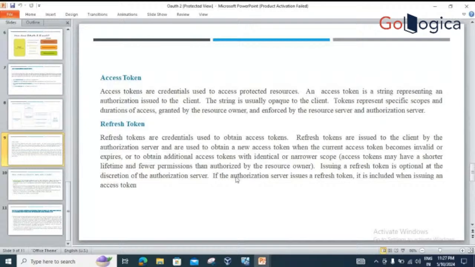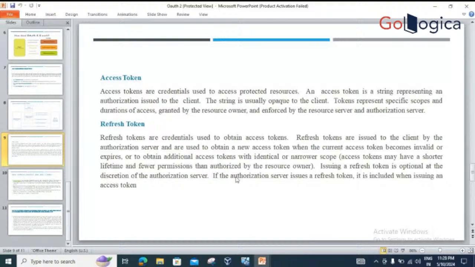So the two things have to be there. Refresh tokens are basically used to obtain the access token. First thing. Second thing, it is issued to the client by the authorization server. Okay, when your access token is either expired or invalid. Three things. Okay, till now you only understand these three things.